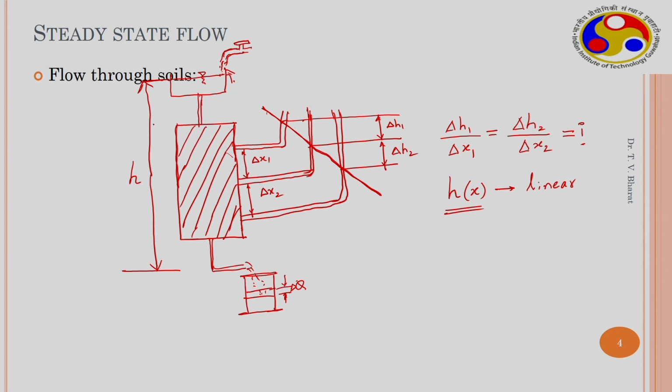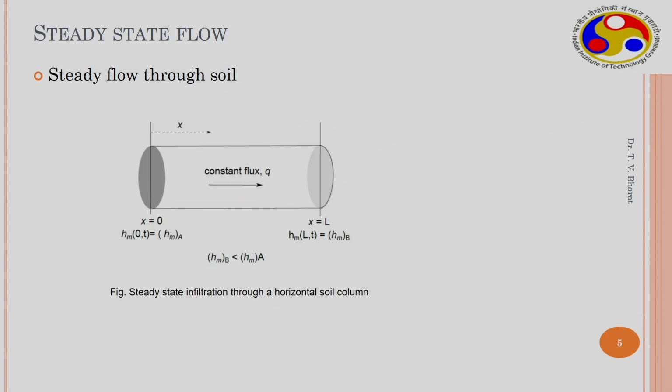We allow the head to drop with time, and from this variation in the head we determine the hydraulic conductivity, that is based on the transient flow concept. When it comes to unsaturated soils or partly saturated soils, what can be expected? The question is whether steady state flow can take place through unsaturated soils or not, is a big question.